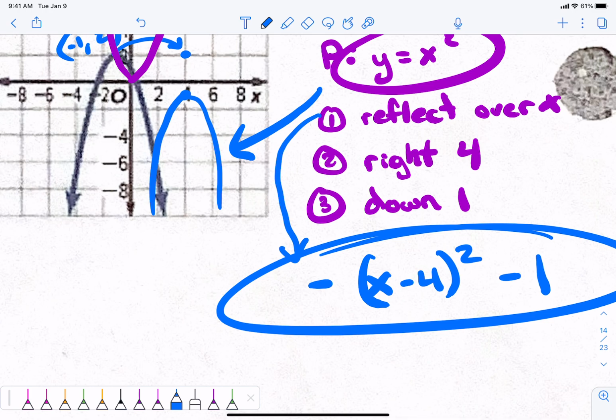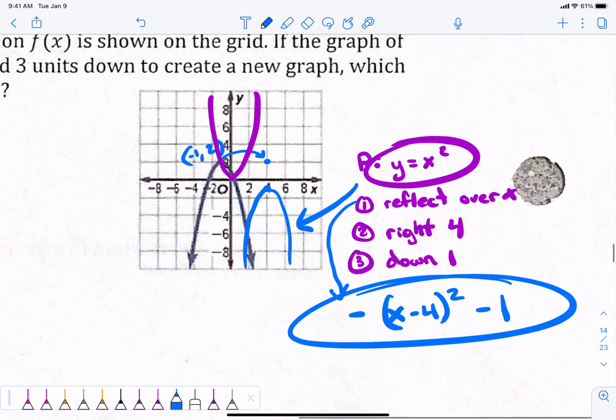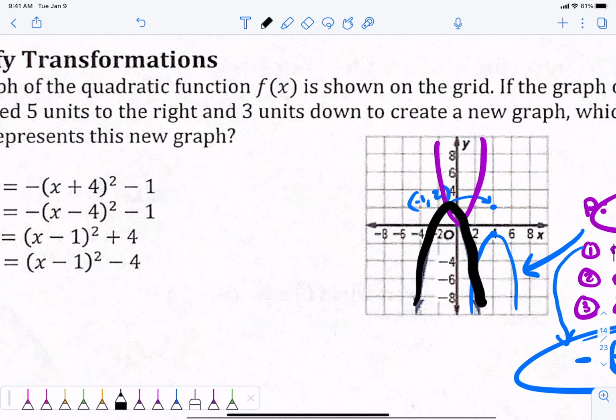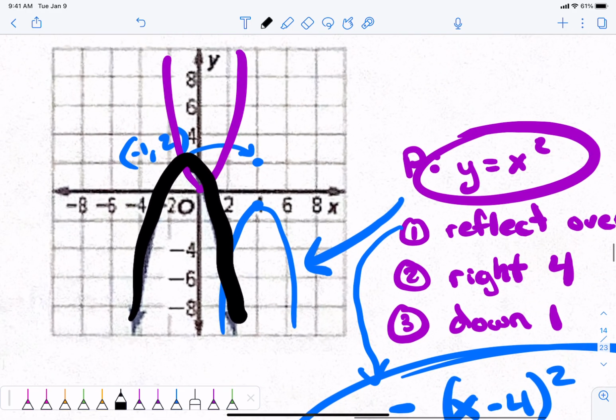You can do 3 things. Why did we go to the right 4? Did it say to go to the right 4? No. They gave us this function here, right? And they said that they wanted us to move that one 5 units to the right and 3 units down. So we've created the blue one. Now the original parent function is this purple one, right? So now we're comparing the purple one to the blue one, and in comparison to the purple one, the blue one is 4 units to the right.